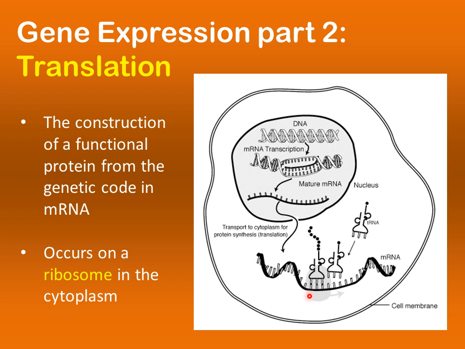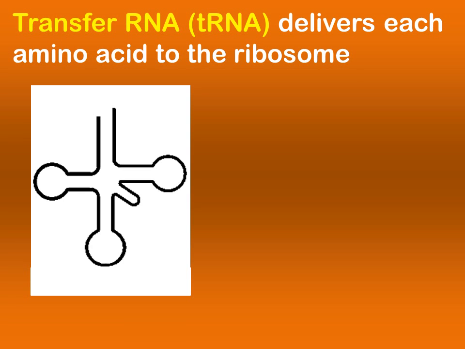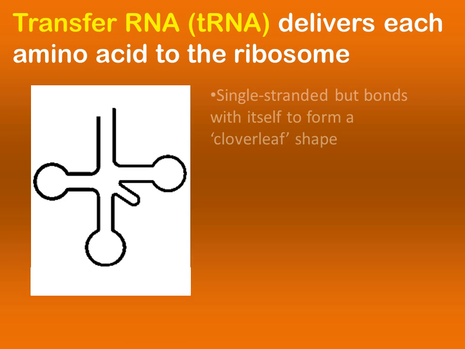The ribosome is shown here in this gray circular form in the background. Now we also see a second kind of RNA called transfer RNA, abbreviated tRNA here, that's important to the process of translation. Transfer RNA is the molecule that will actually bring each and every individual amino acid to the ribosomal complex for the construction of the protein.